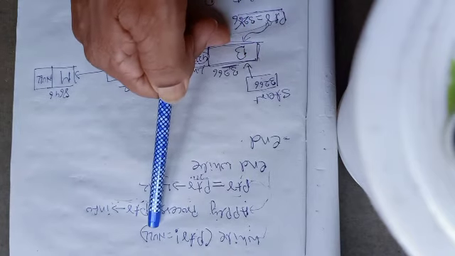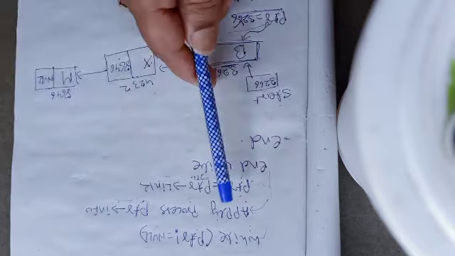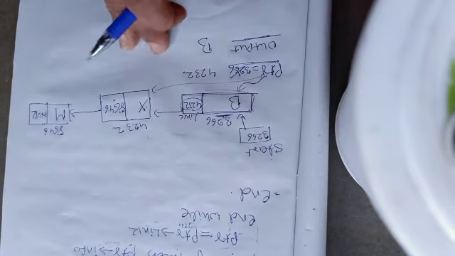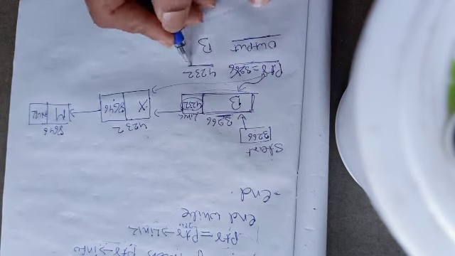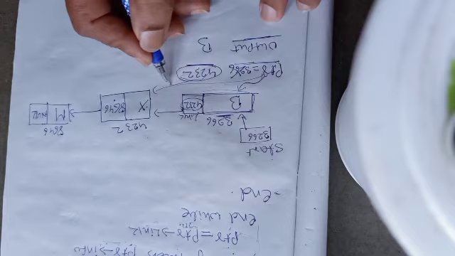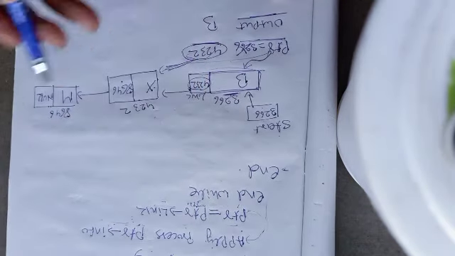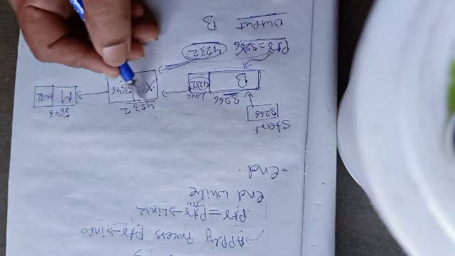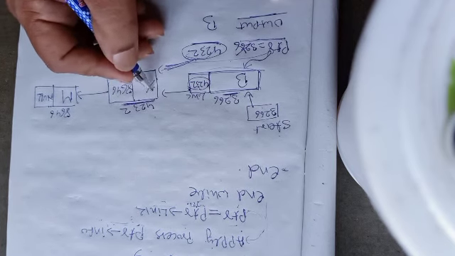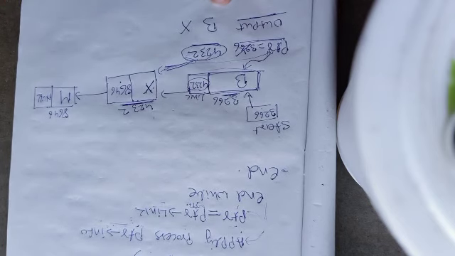ptr not equal to null, yes, it is true. So again we enter into the block, then apply process ptr of info. What is the current value of ptr? The current value of ptr is 4232. So its info part, the info part of 4232, what is it? X. So the next data that is output is X.